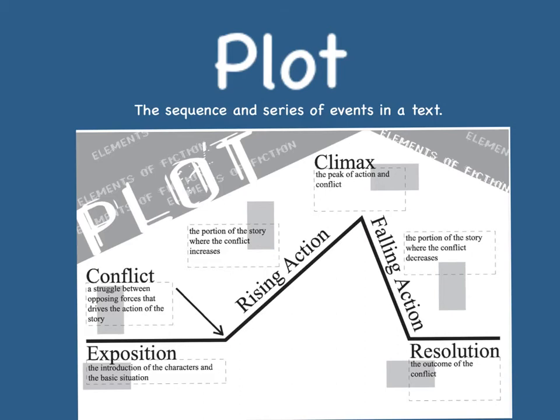Plot. The elements of plot are probably one of the first elements of literature that you come to understand, even as a very young reader. Before you can read, you know what happens next in a story. Plot, on a very concrete level, is just the sequence and series of events in a text. But we're going to look at this at a much deeper level too.